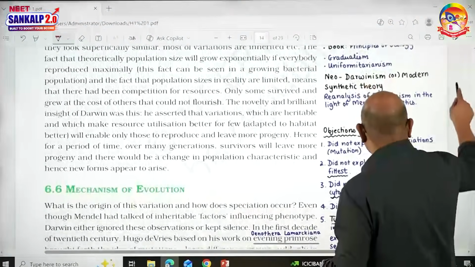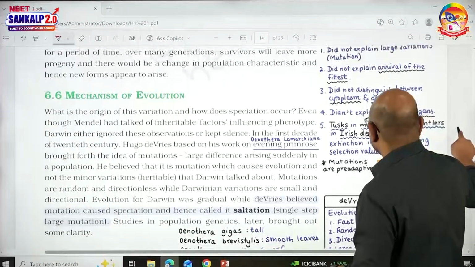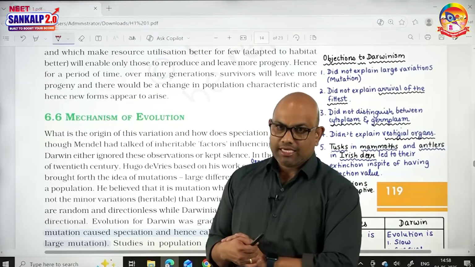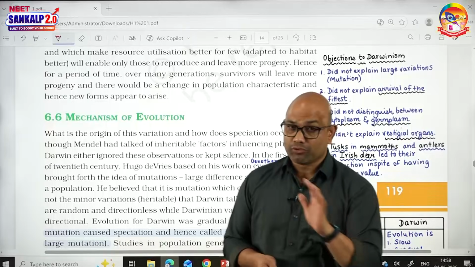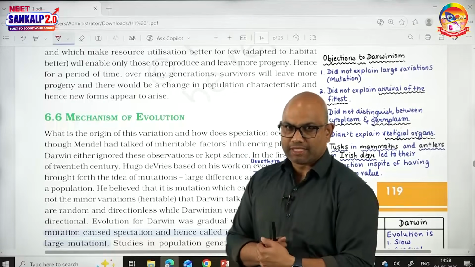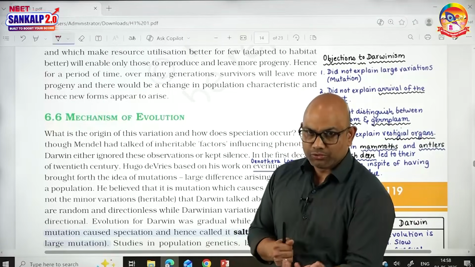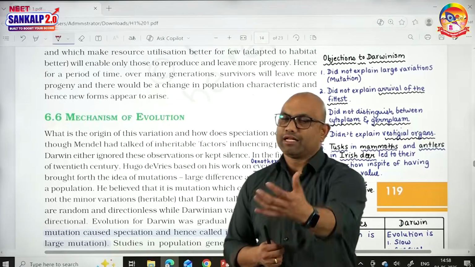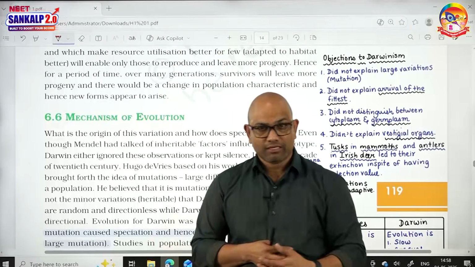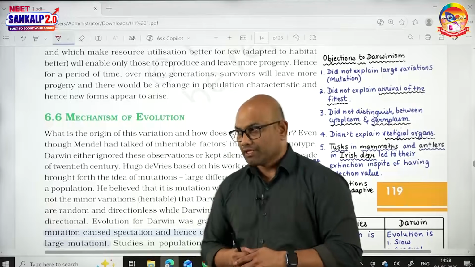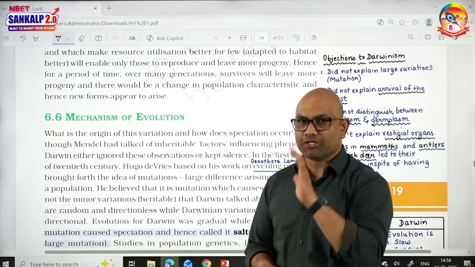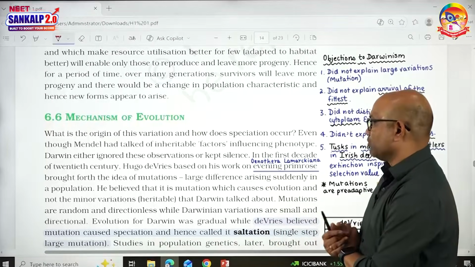Next theory is the mutation theory by Hugo de Vries. De Vries called mutations saltations. He did research on mutations in a plant called evening primrose. What did he say? Whenever that plant is exposed to certain agents called mutagens, it will produce plants with new characteristics in the immediate generation. Some plants with short style were produced after mutation, some with long style, smooth leaves, like that. So saltation means a single-step large variation, nothing but mutation, explained by de Vries in the plant called evening primrose.